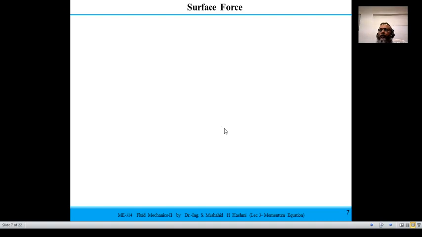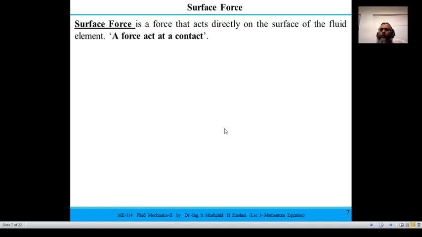There is another important type of force, which we call the surface force. Surface force is obviously different from the body force. Surface force is a contact force that acts directly onto the surface of the fluid element. So we call it a force at a contact, in contrast with the force at a distance. Body force is a force at a distance, whereas the surface force is a force acting at a contact.